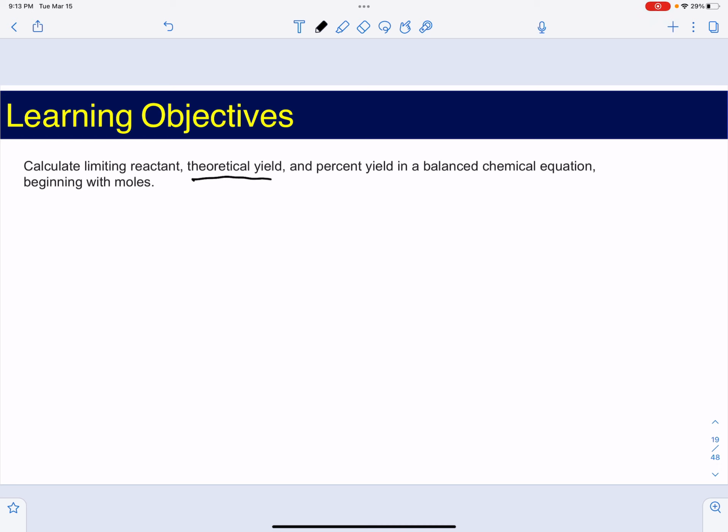If you go to the lab and you do a reaction, sometimes things happen. You have accidents, stuff like that, and you don't get to make as much as you were supposed to make. We call that the actual yield.